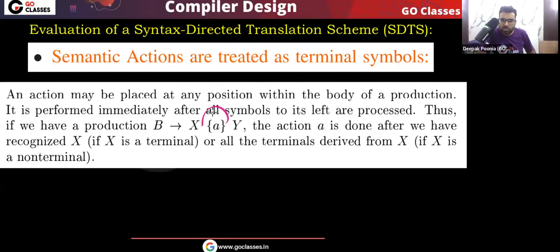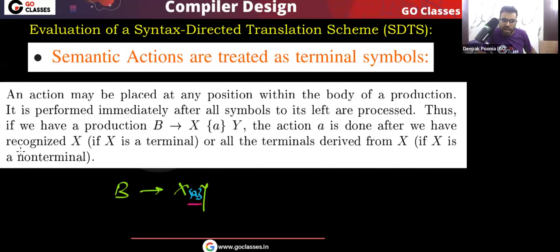What does it mean? Let's assume this is the semantic action. Say B going to XY was your production, and at this position between X and Y, we put this semantic action A. So if we have the production B going to X, then the semantic action A, then Y, this semantic action A will be executed after we have recognized X. Basically, after X and before Y, this semantic action will be executed.